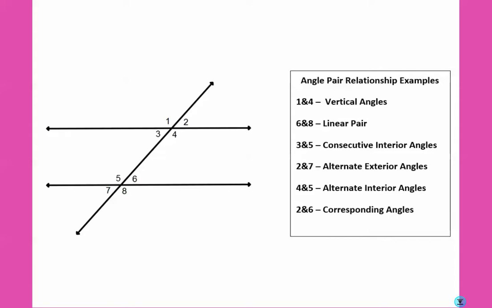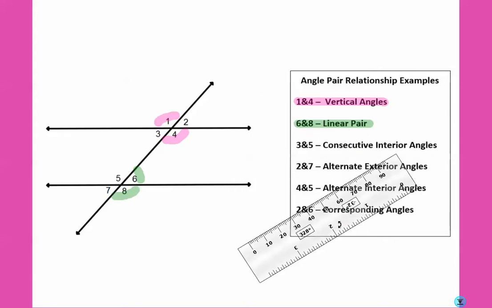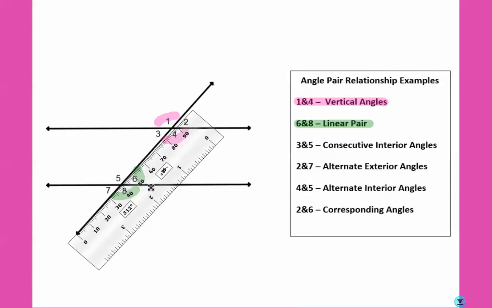All right, now that we got some colors, we're going to color code this stuff so we know where each of these angle pairs are and what they look like. So, vertical angles, which are angles number 1 and number 4. They're vertical, they are across from each other, they are in the same pair of lines that are touching. Linear pair. Example of this would be 6 and 8. If you notice, they form a line when you put the two of them together. Hence, linear pair.